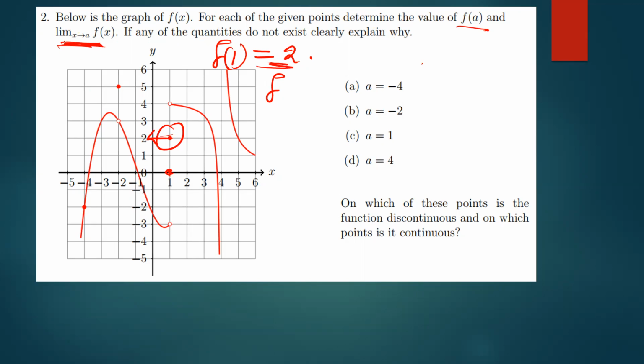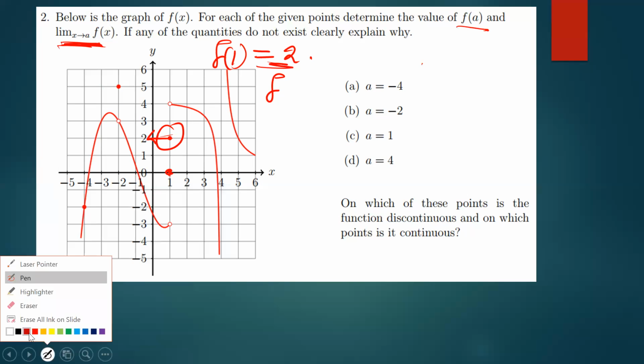But to find the limit of f of x as x is approaching a, you need to find the left and the right side of this function at that given point. So in this case, we find the limit of f of x as x is approaching a from the negative side. And this is going to give you what? If we're approaching a from the negative side, we're coming from this side.